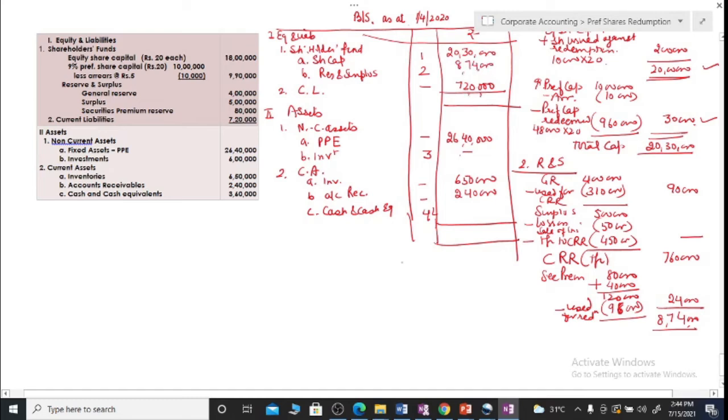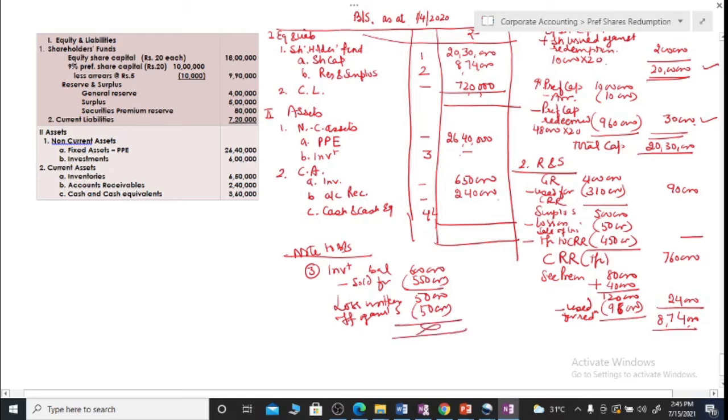Now in the investments, our third working note, note to balance sheet, we can write up investment balance 6 lakh less sold for 5,50,000, 50,000 loss written off against surplus. Okay, so you have written off this loss also, so no balance is left, so this is nil. So we have explained it.